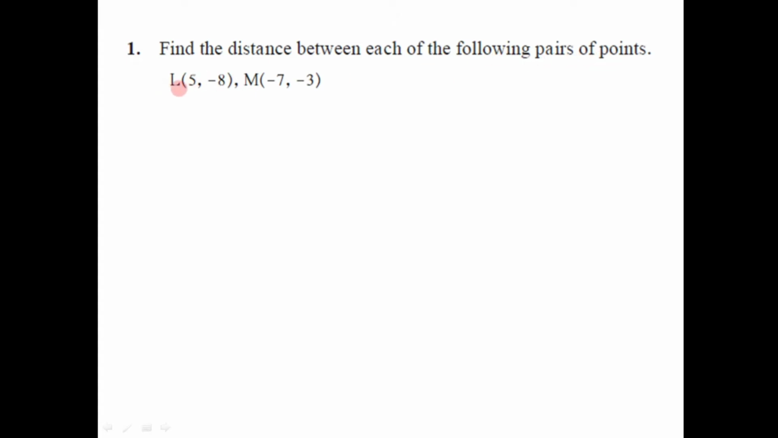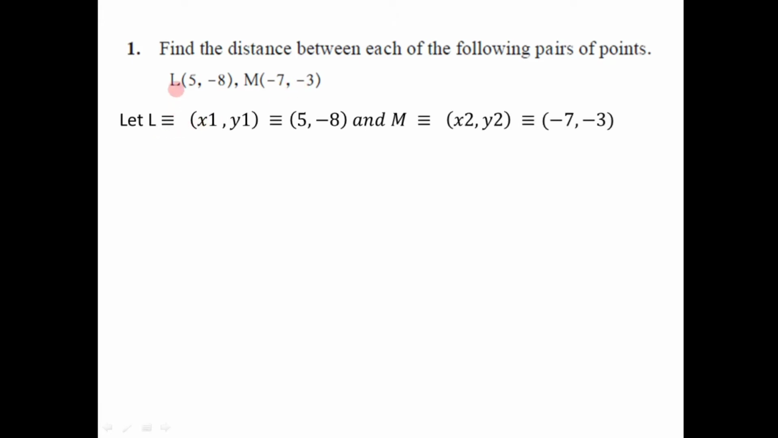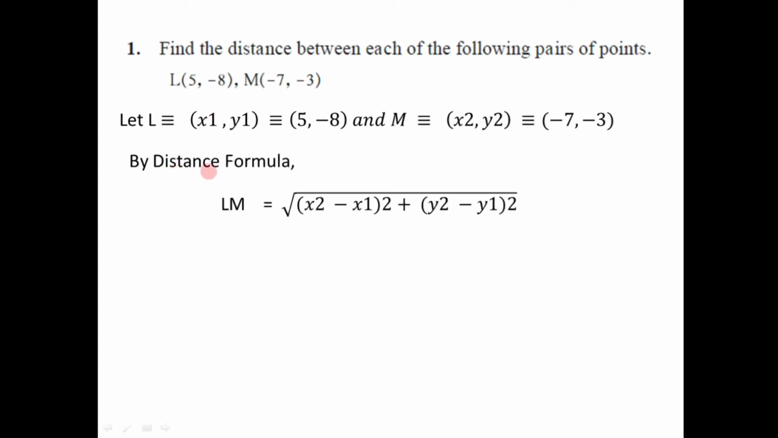The points are L (5, minus 8) and M (minus 7, minus 3). For this, again we have to assume the coordinates of L as (x1, y1), which are (5, minus 8), and the coordinates of M be (x2, y2), which are given to be (minus 7, minus 3). To find the distance between points L and M, again we have to use the distance formula. So by the distance formula we have LM is equal to under root (x2 minus x1) whole square plus (y2 minus y1) whole square. So here the same formula we are going to use.